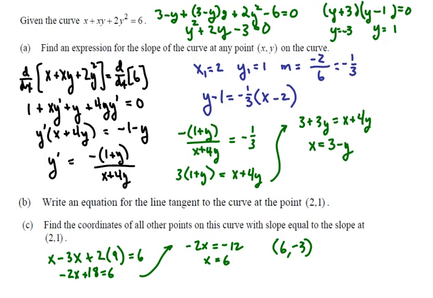And you can plug the x equals 6, y equals negative 3 back into the derivative function just to double check that. That would give 2 over negative 6, which is negative 1/3. Alright, so that is part C on this one.